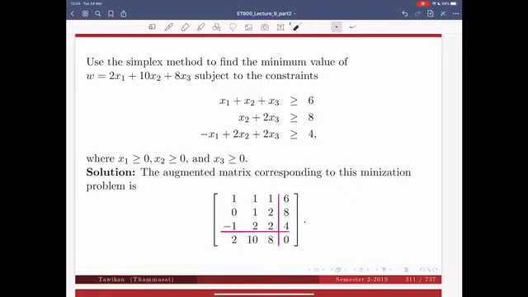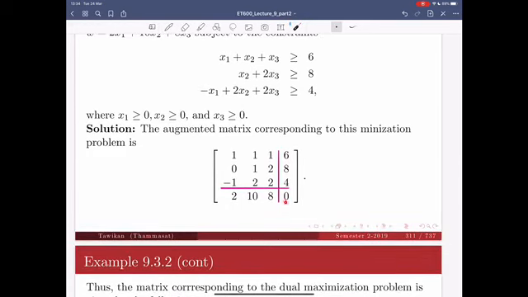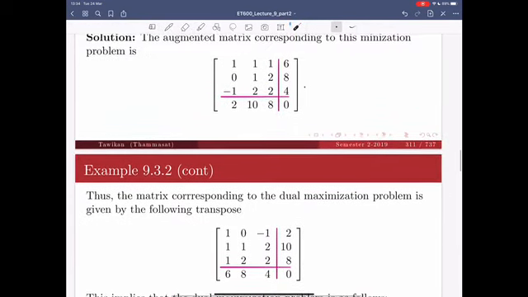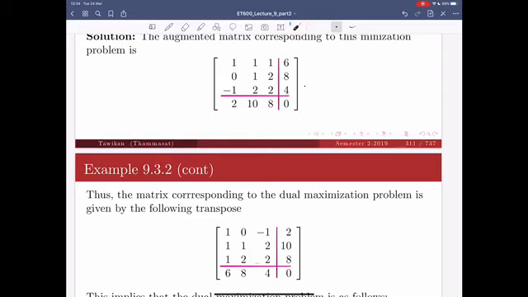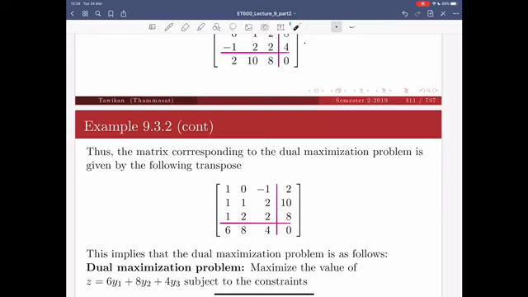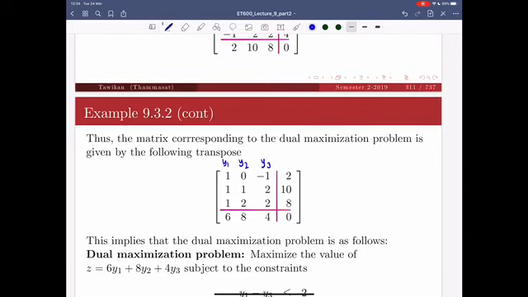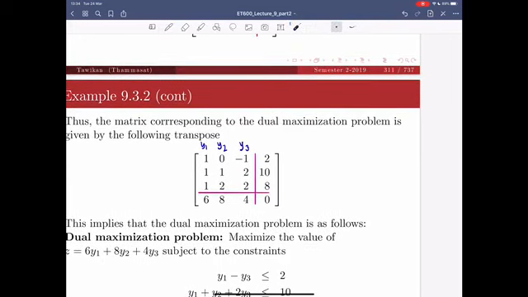To solve this minimization problem by using the simplex technique, we first find the transpose of this matrix. After we have got the transpose, this is the transpose of that matrix, we're going to get the dual maximization problem. So I'm going to be using the variables y1, y2, and y3. Out of the first row, you get the first constraint to your maximization problem: y1 minus y3 less than or equal to 2.